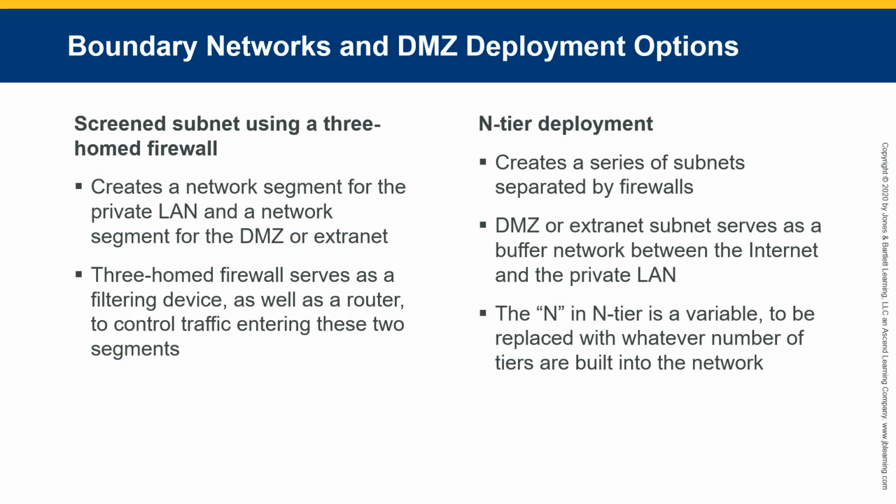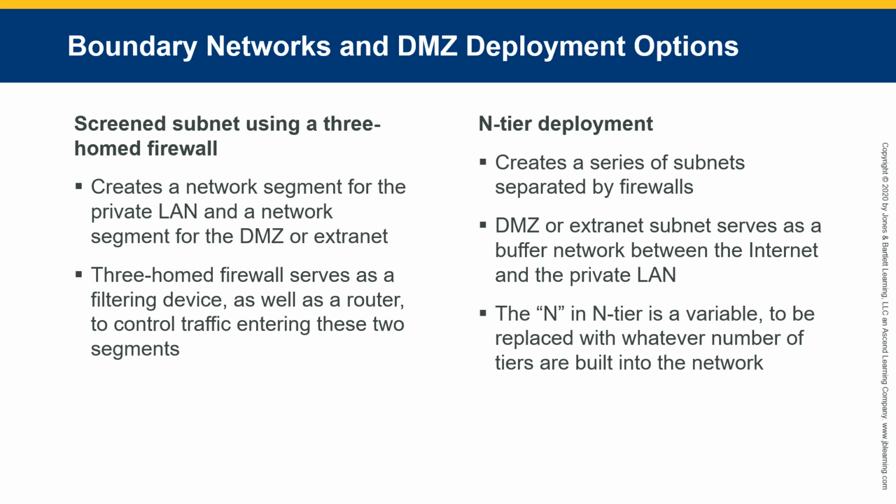So, boundary networks and DMZ deployment options. Well, there can be a screened subnet using a 3-homed firewall. So these are some firewalls out there. Some are multi-homed, so 3-homed, multiple homes on there. This allows for segmenting to occur for internal connectivity, a DMZ or perimeter network connectivity, and all that.